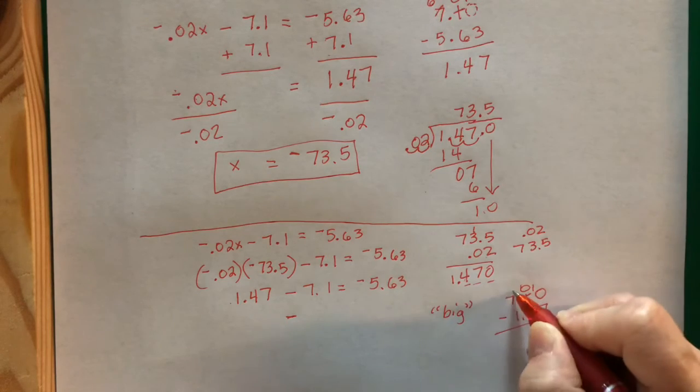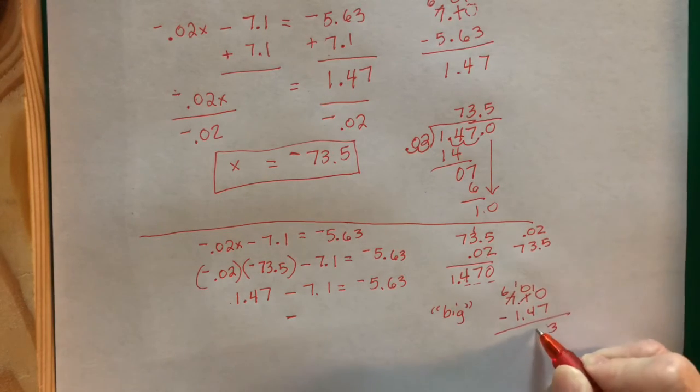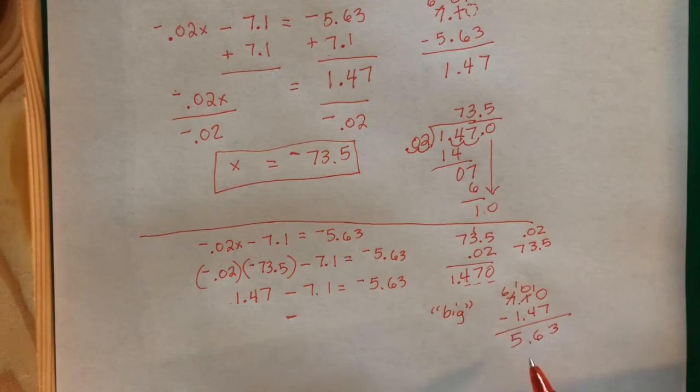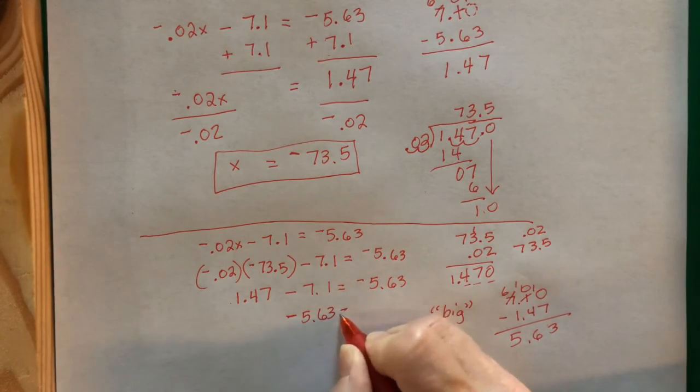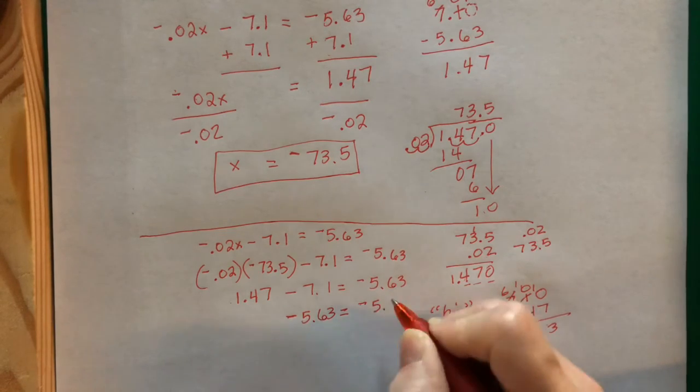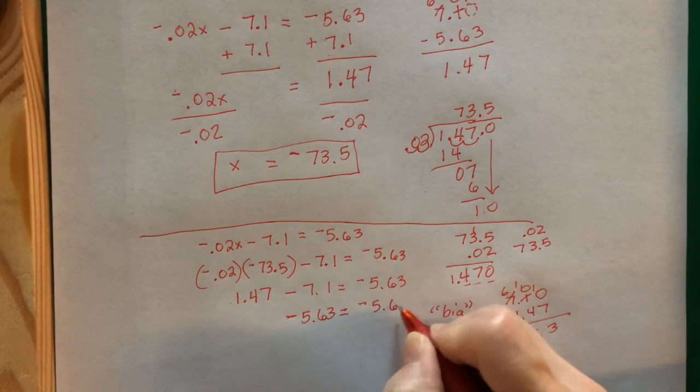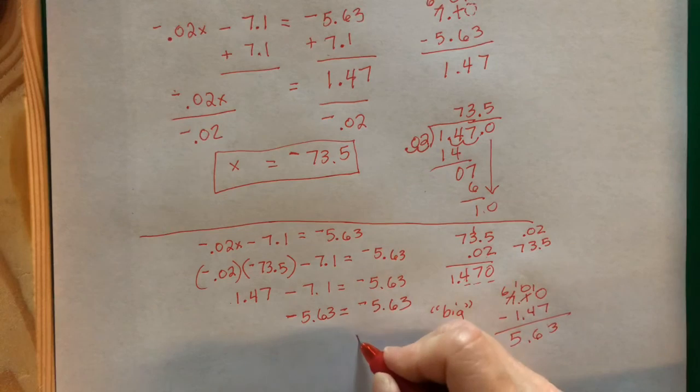This is a 3, regroup again, 6, negative 5.63 equals negative 5.63, and my answer is correct.